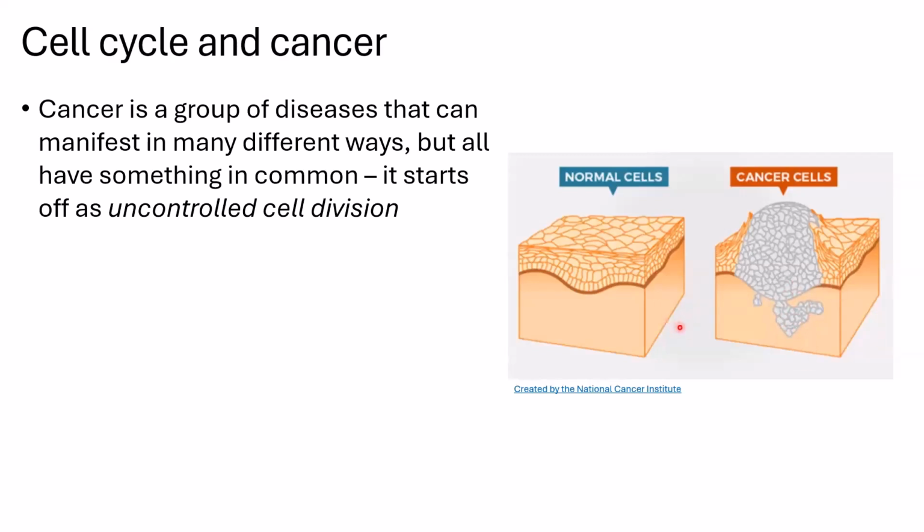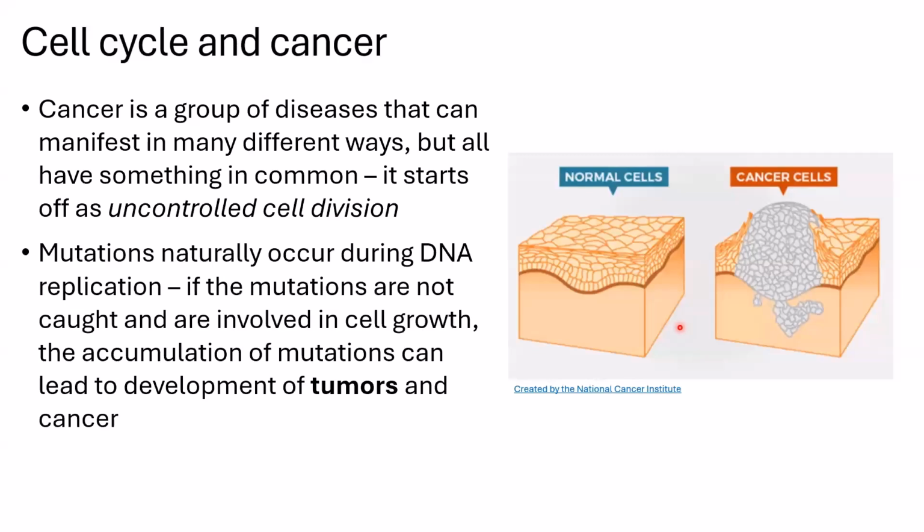The reason why uncontrolled cell division can lead to cancer is because with each cell cycle, DNA is being replicated, and mutations will naturally occur as a part of DNA replication. However, if the mutations are not caught and are in genes involved in controlling the cell cycle, cell division becomes further uncontrolled such that more mutations begin to accumulate. The constant division of cells leads to the formation of the tumor, which is this bulge here, and this can eventually lead to cancer.